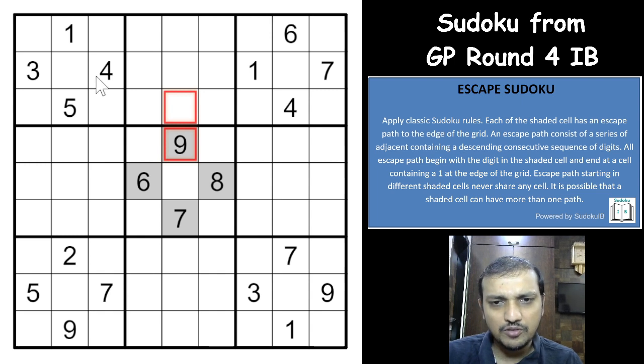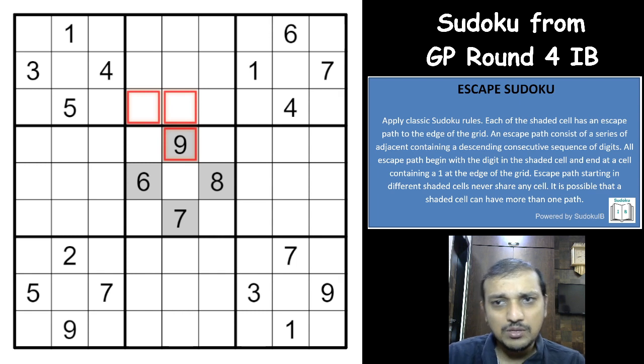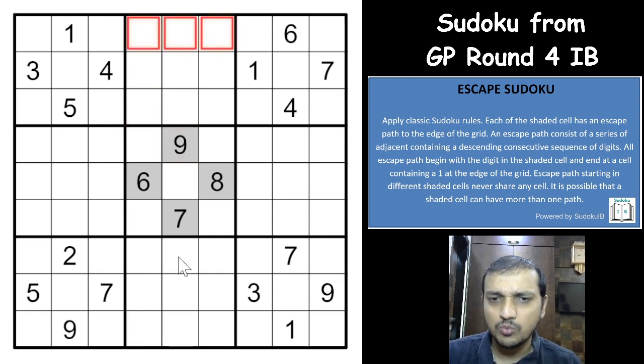For example, if you have a 9 here, the next cell would have to be 8, the next cell would have to be 7, which is orthogonally adjacent. This means each of the shaded cells has an escape path to the edge of the grid. An escape path consists of a series of adjacent cells containing a descending consecutive sequence of digits. All escape paths begin with the digit in the shaded cell and end at the edge of the grid with a 1 in it.